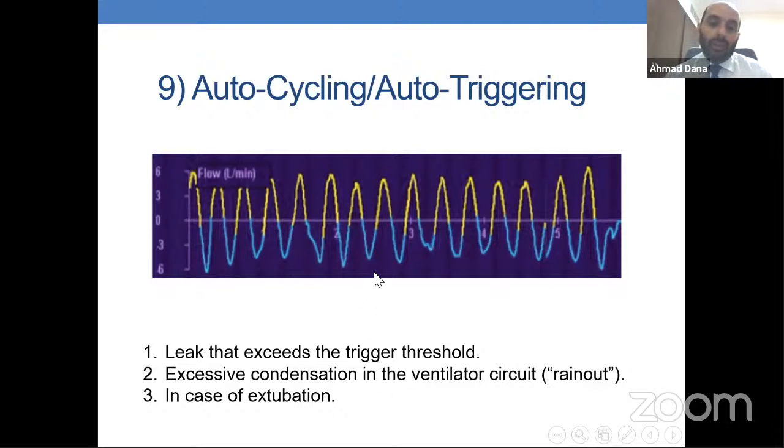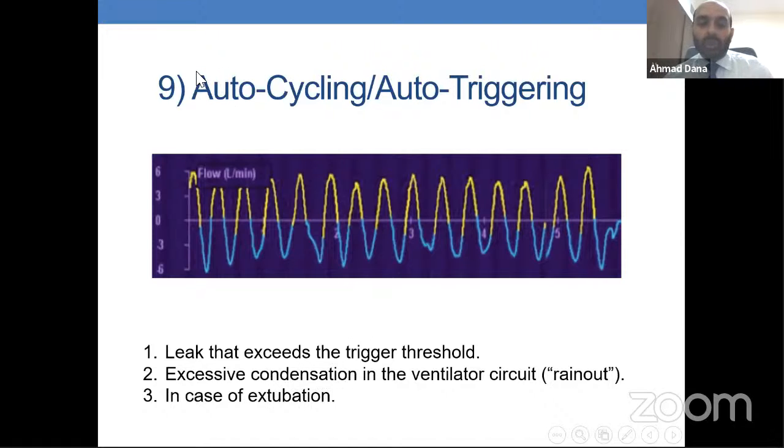There are types of circuits that, unfortunately, don't have the heating wires inside them. So it causes condensation of the humidity inside the tubings. When that happens, the water inside the tubings starts to move with the flow of air. Now, this flow of water can trigger the ventilator to initiate unnecessary breath cycles. So this is again another problem.